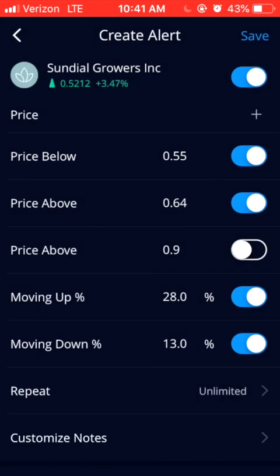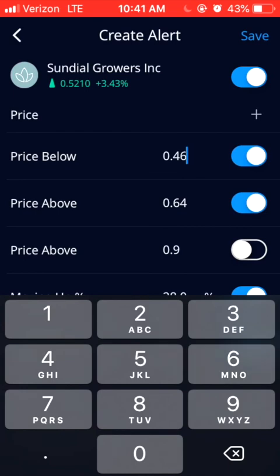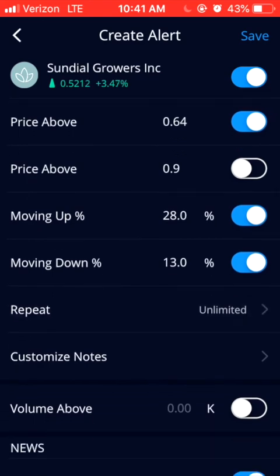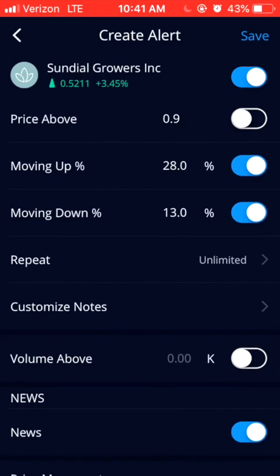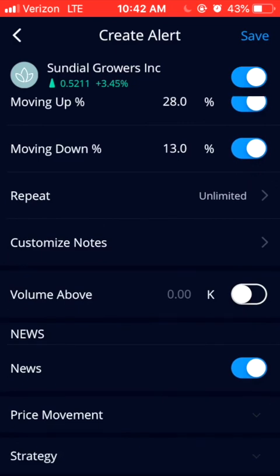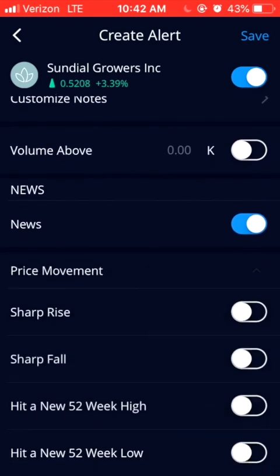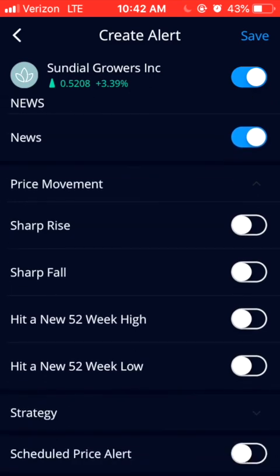You can click in if you want to modify it. We're going to modify it right now. And for the price above, we want to know when it's above 64 cents. You can see the one grayed out. We used to want to know when it's above 90 cents, but we grayed that out because it hasn't been up there in a while. And we can repeat it once a day, once a minute, or unlimited. We can also have volume alerts that tell you when the stock is reaching a certain volume. We used to have it set at 100 million shares, but we turned it off. We can get news, so it should tell you when there's a news update. You can also go and set sharp rise, sharp fall, and then strategy for the moving average.